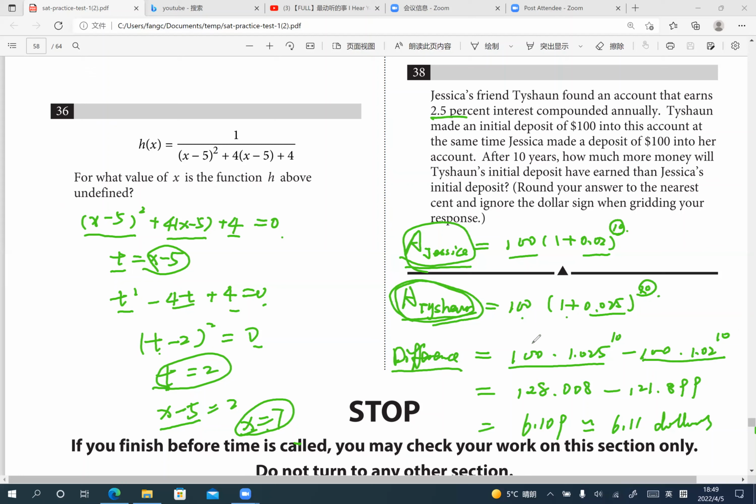And we do it on the calculator. We get the first expression equals 128.008 minus the second, 121.899. The difference is 6.108, and rounding to the nearest cent, we get $6.11. So that is the answer to question 38.